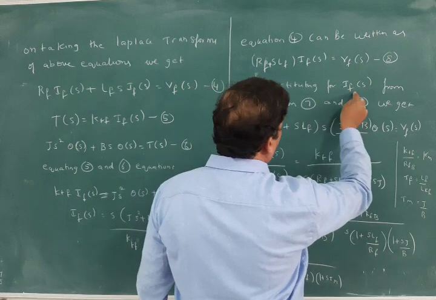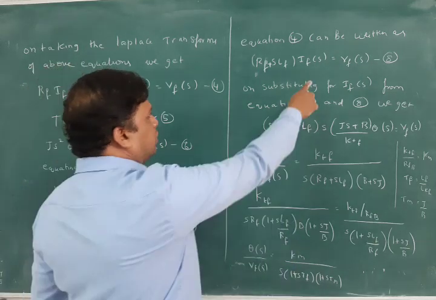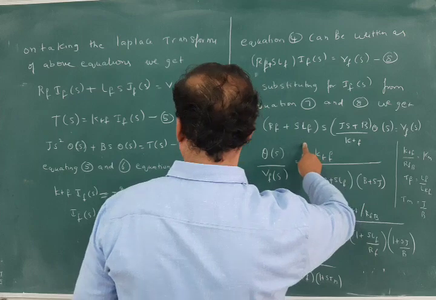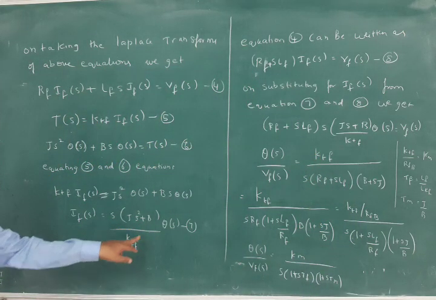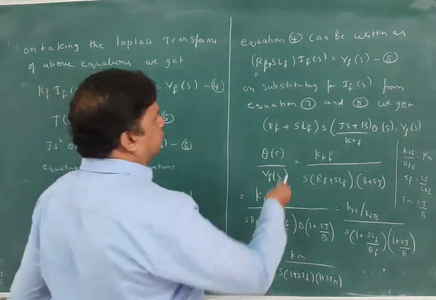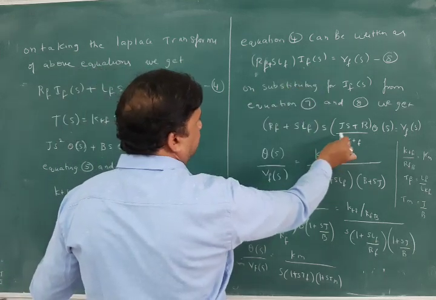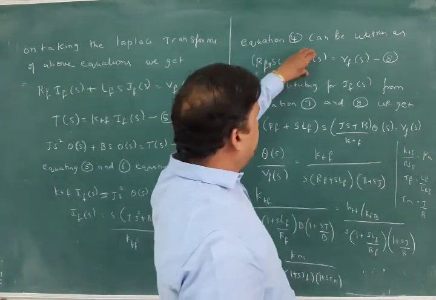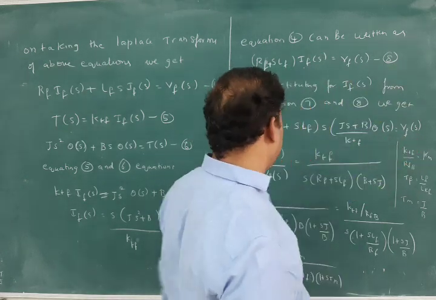Now we substitute for IF of s using equations 7 and 8. This is the 7th equation, this is the 8th equation. After substituting the IF of s value, IF of s is equal to s into (J s plus B) by KTF. This value we substitute in this equation, and what we get is s into (J s plus B) into theta of s by KTF. This is the complete equation we are substituting here, and on the right hand side we write Vf of s as the same thing.